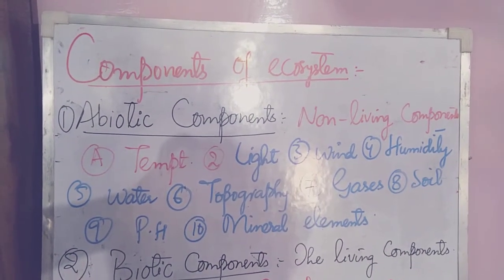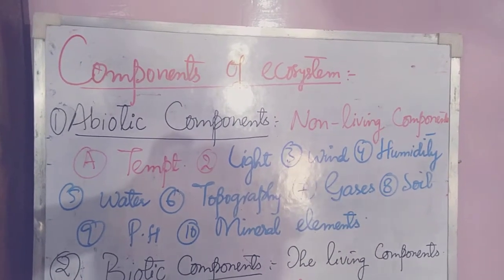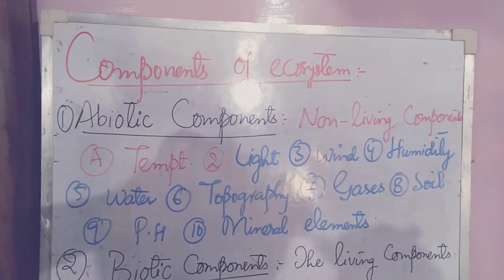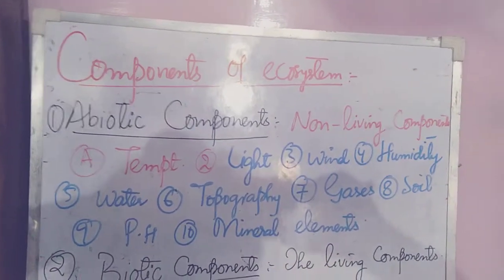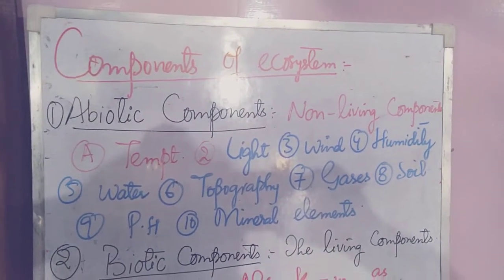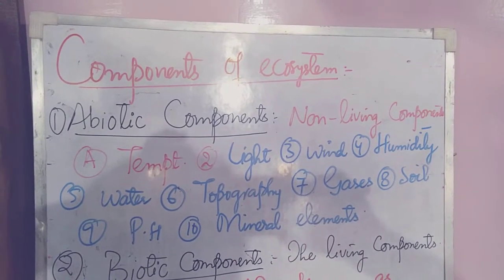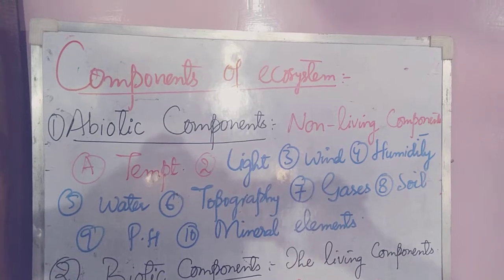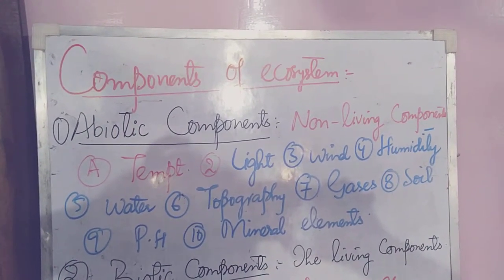So our topic shall be the components of the ecosystem. In the earlier lectures, we discussed the concept of ecosystem. Then in the second lecture, we discussed the alternative terms which were given to explain the concept of ecosystem. And in this third lecture, we shall be discussing the components of ecosystem.